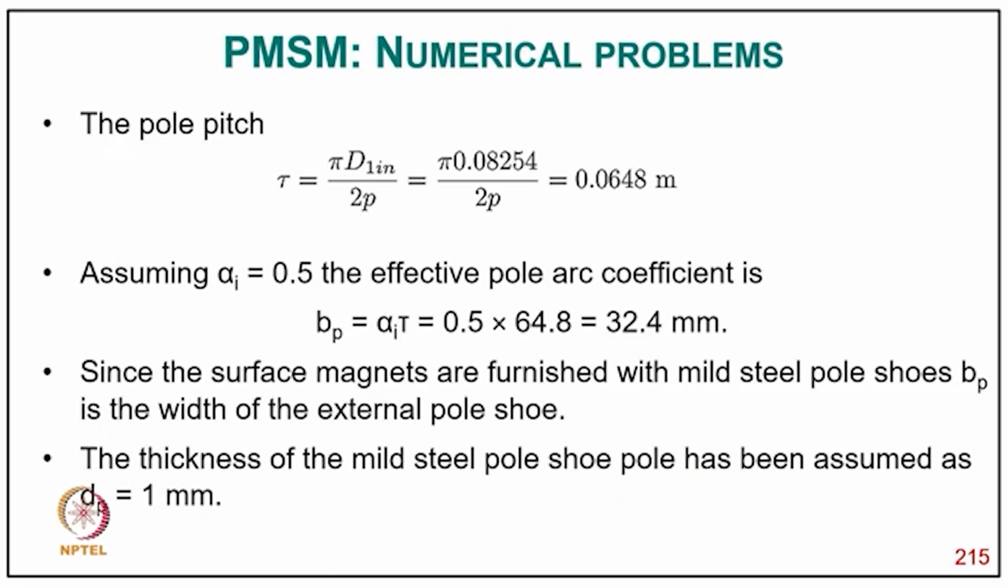And alpha e 0.5, the effective polar width is BP equal to alpha e tau, that is 32.4 millimeter. Since the surface magnets are furnished with the mild steel pole shoes, BP is the width of the external pole shoe. So thickness of the mild steel pole shoe has been assumed to be dP equal to 1 millimeter.